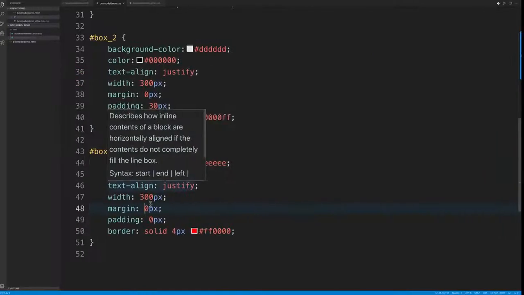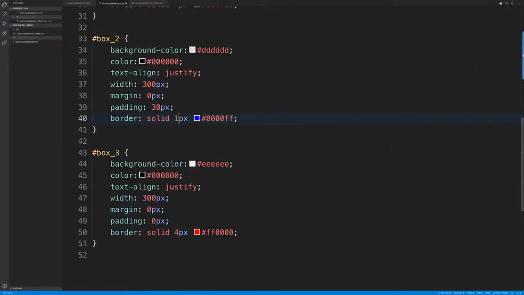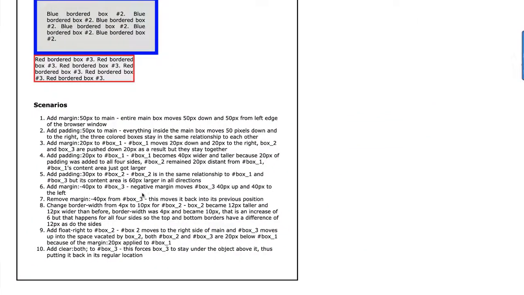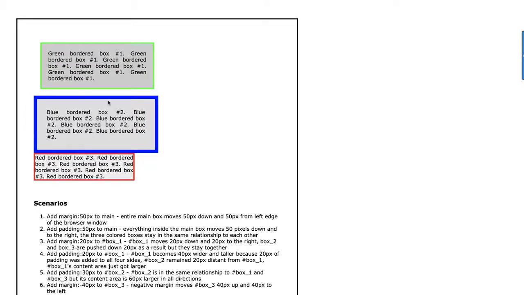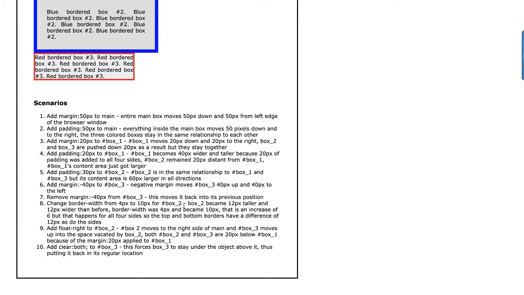2. So box number 2 has a border width of 4 pixels. It wants us to change it to 10 pixels. Okay. So let's look and notice how the border on all 4 sides became 10 pixels. And I have this text next to it that says box 2 became 12 pixels taller. But we only did it 10, Bruce. It became 12 pixels taller and 12 pixels wider than before.